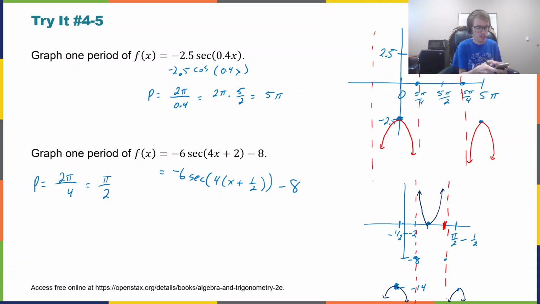Now, this may not match exactly this graph, but I'm going to go to my calculator and say negative 6 secant. And by the way, if you're using a TI-84, instead of secant you type in 1 over cosine of 4x plus 2 minus 8. All right. So we have troughs at negative 2, peaks at negative 14, and that is true. You kind of have to zoom around a little bit to locate this one.